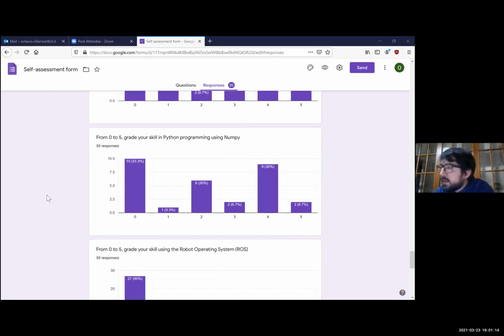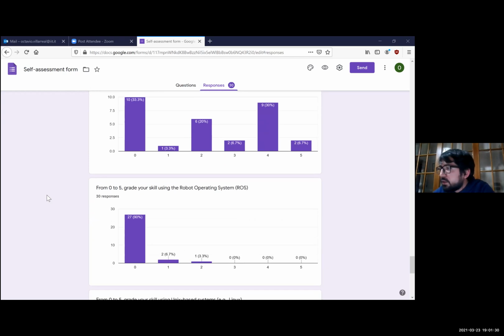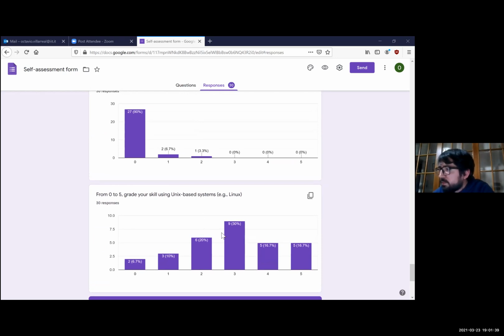Something interesting is that even though NumPy is essential for scientific computing in Python, there's a high percentage of you that have not used NumPy. And then there's also the matter of ROS. Something interesting is that already 30% of you are using Linux-based systems, which is good to hear, because as time goes by, it becomes a standard in general. And we know that if you want to do research, or advanced tech applications, usually Unix-based systems are better. So let me stop sharing this screen and go back to the presentation.